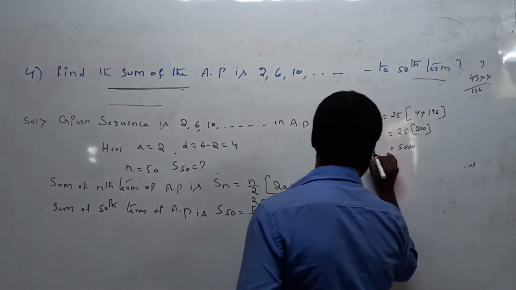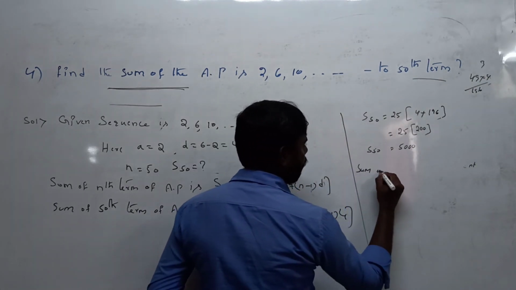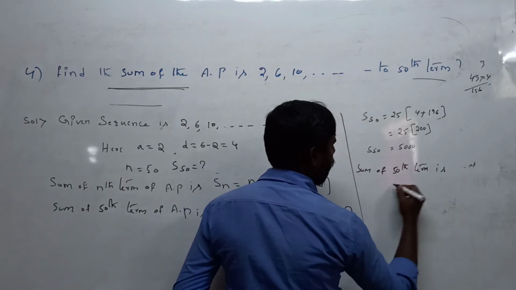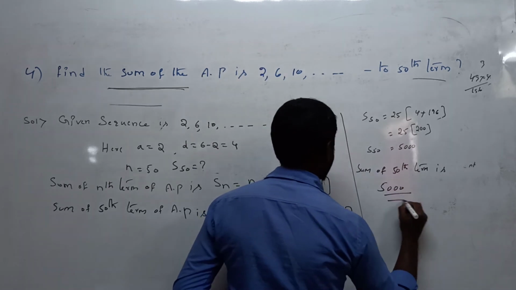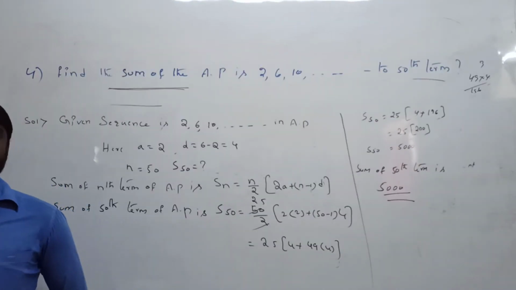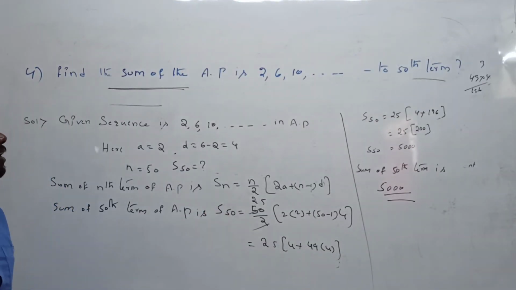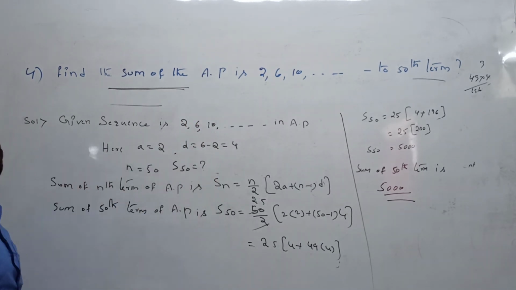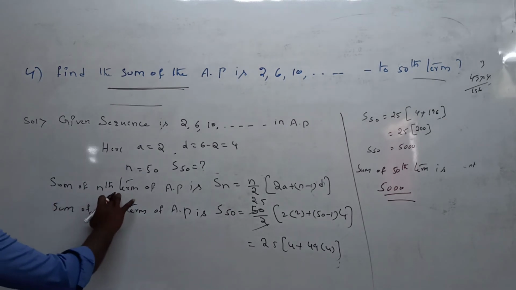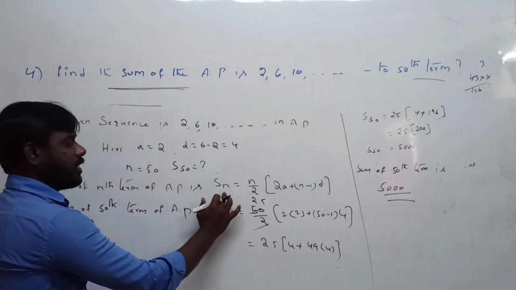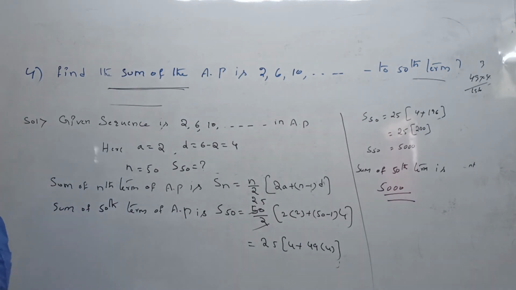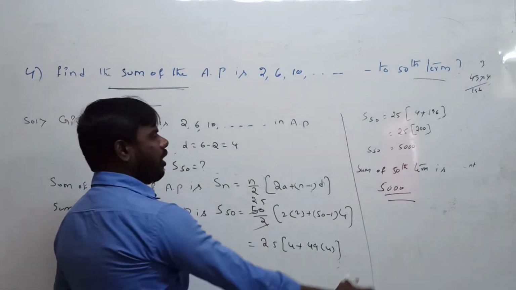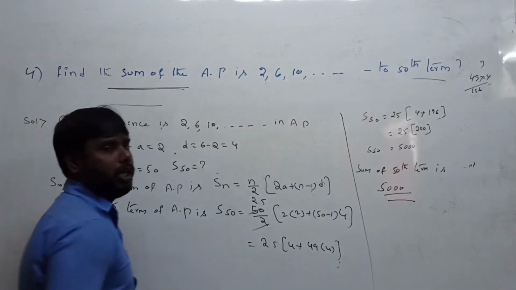So what is the sum of the 15th term values? Sum of 15 terms is 5000. It is clear. What is asking? Sum of the 15th term. Given a value is 2, d is equal to 4. So to calculate sum of the 15th term, we are applying sum of nth term of the arithmetic progression, Sn is equal to n by 2 into 2a plus n minus 1 into d. Substitute all the values. Finally, we got the sum of the 15th value is 5000.